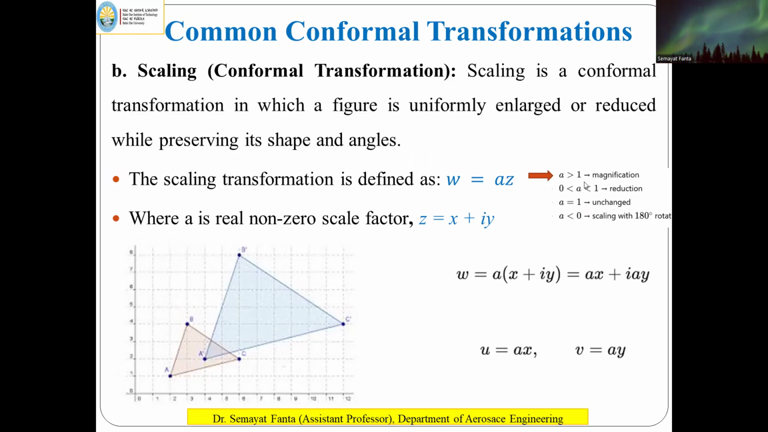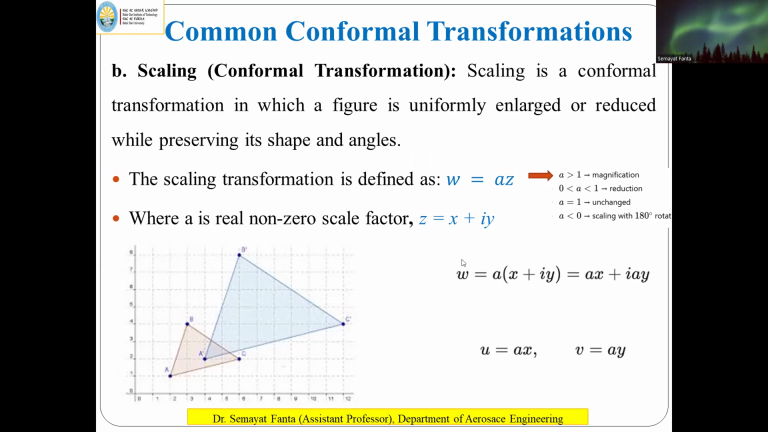So when a is greater than 1, we have magnification. If a is less than 1, we have reduction. If a is equal to 1, the shape will not change, it remains the same. And when a is less than 0, we have scaling with 180 degree rotation. So that is the meaning.